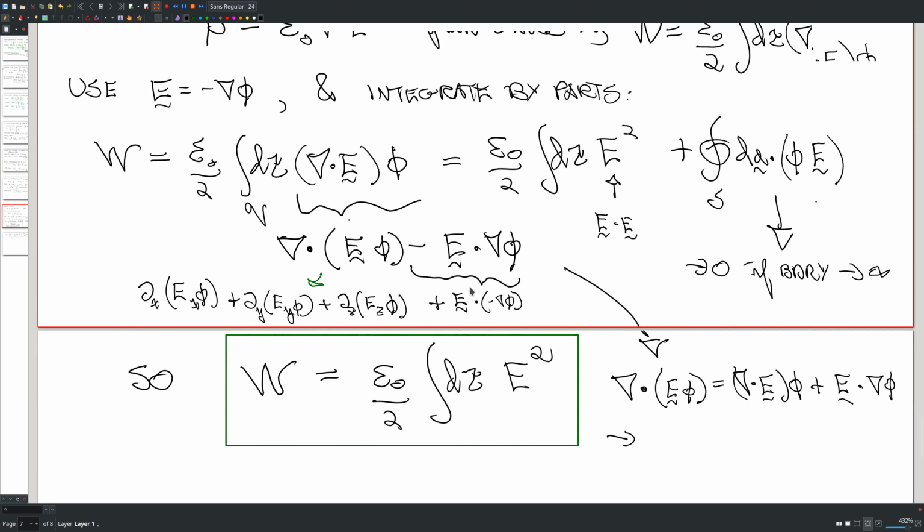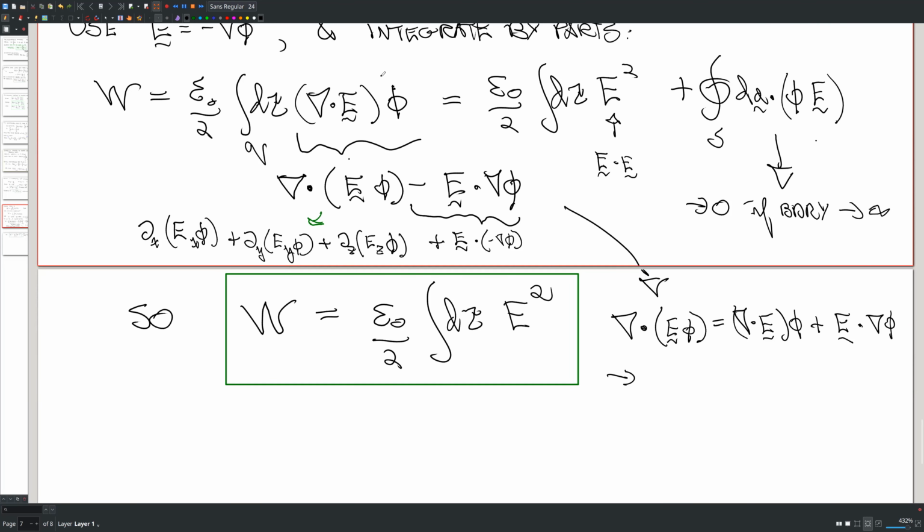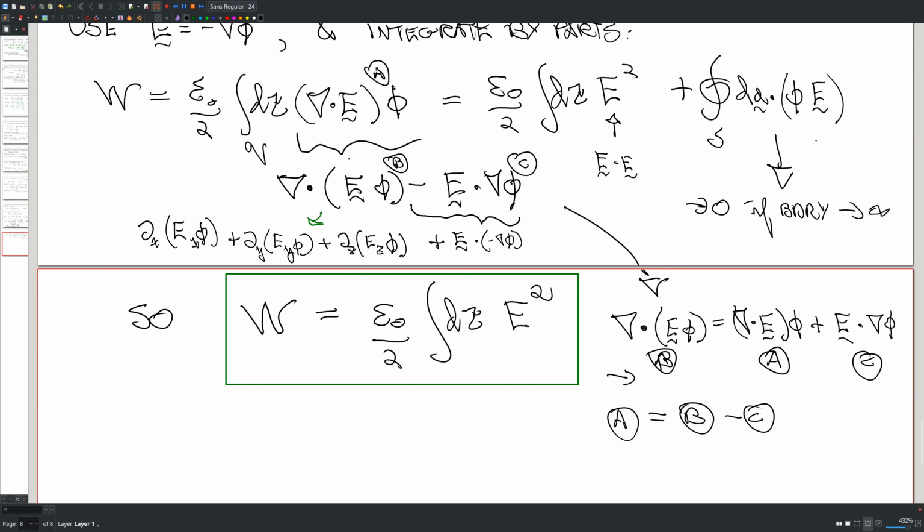Yeah, so let's maybe label our objects. Let me call this one A, this one B, and this one C. So this is A, this is B, and this is C. Okay, so we're using that A is equal to B minus C in here. So A is equal to B minus C.